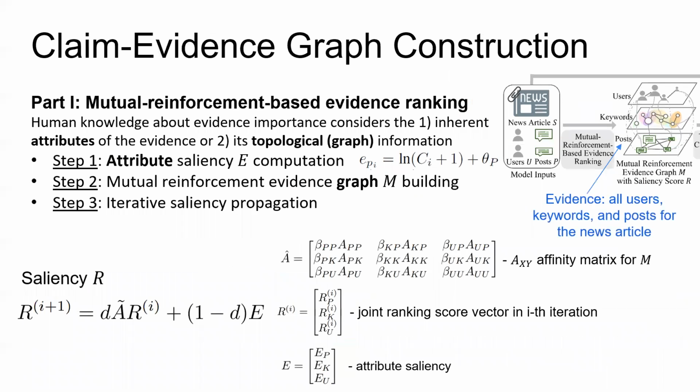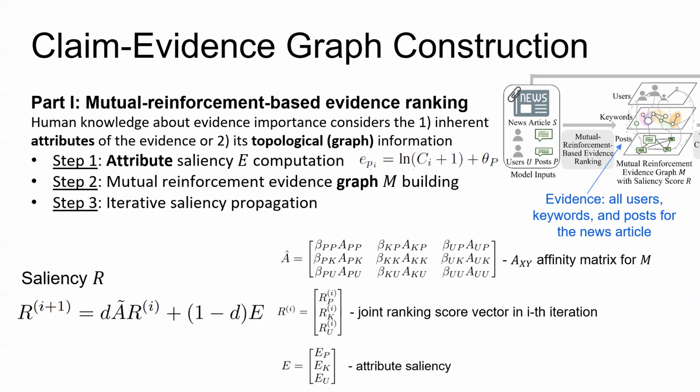So this part, for the claim evidence graph construction, the first step is to do mutual reinforcement-based evidence ranking. We actually use attribute saliency to compute an attribute saliency for each node within this network, and we use a PageRank-like method to propagate the attribute saliency and decide which nodes should be considered more on this graph.